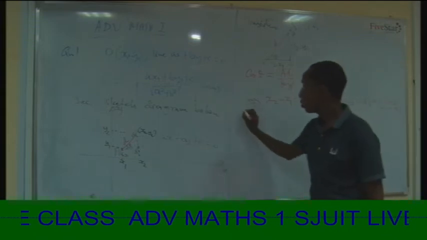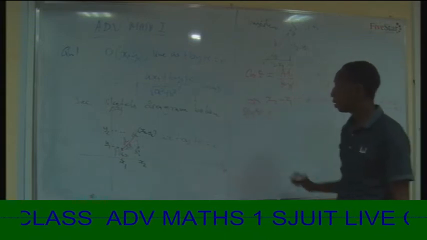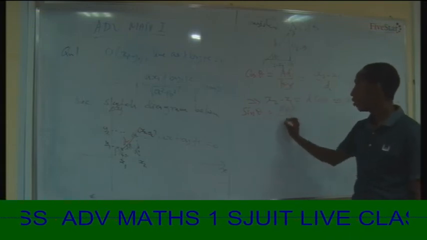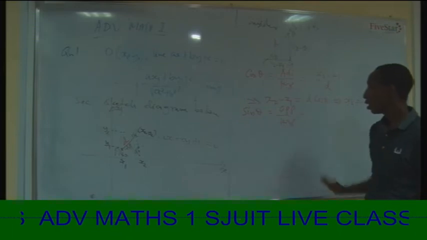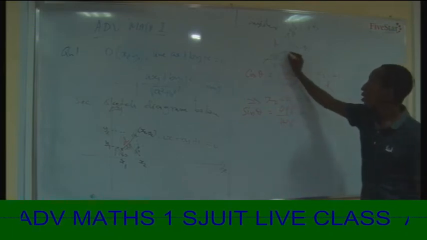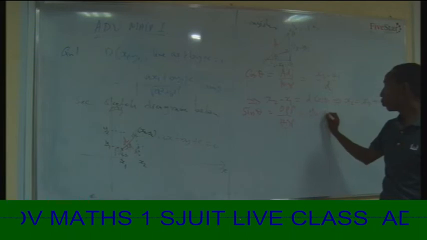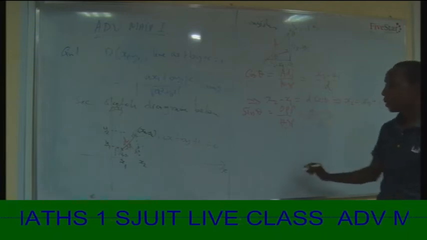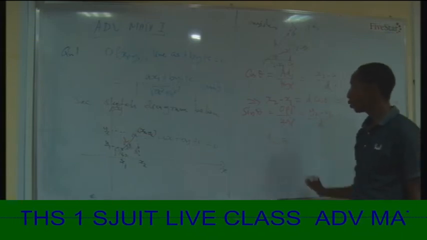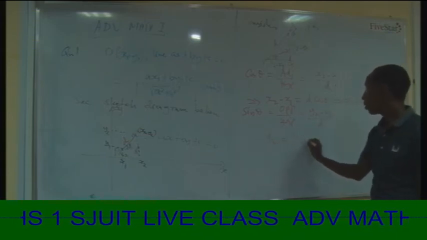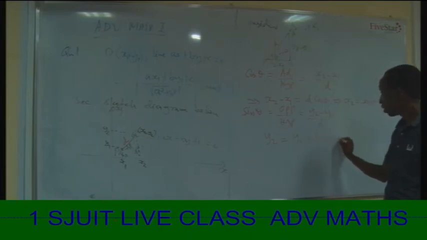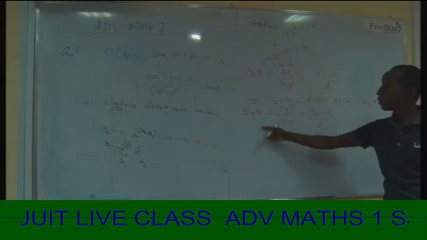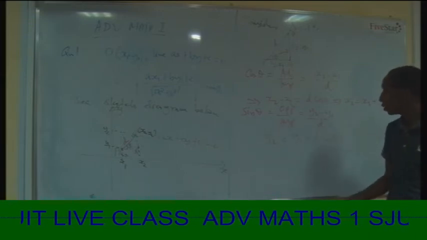Using the same concept, let's find sine of an angle theta. We know that sine is opposite over hypotenuse, and the opposite of angle theta is y2 minus y1, divided by the hypotenuse, which is d. Now making y2 the subject here, we'll get y2 equals y1 plus d sine of an angle theta. We can call it equation number 2. For sure, equations 1 and 2 give the values of x2 and y2 respectively.